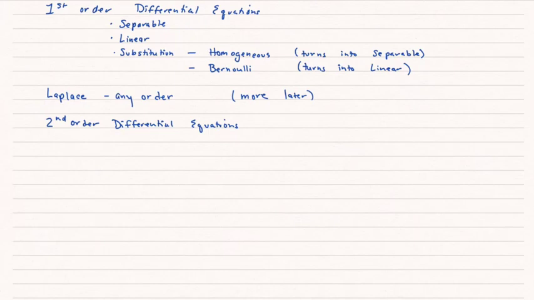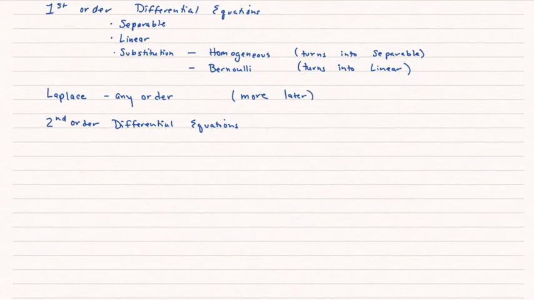So far we've talked about first-order differential equations, and we've solved them using separable methods, linear methods, as well as substitution methods. The two substitution methods we've used are homogeneous, which turns into a separable equation, and Bernoulli, which turns into a linear. We also talked about solving things using Laplace transforms. That could have been any order. We did up to second-order differential equations. And we're going to get into more detailed uses of Laplace later in the semester.